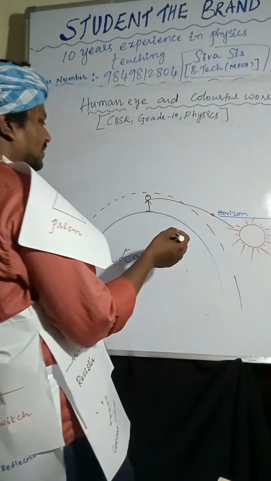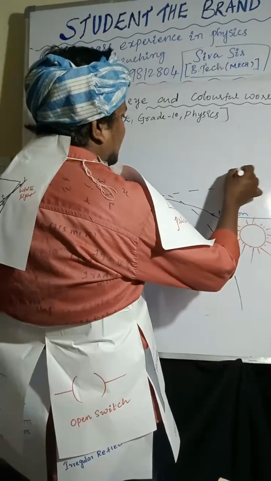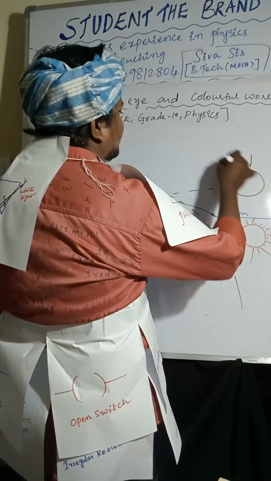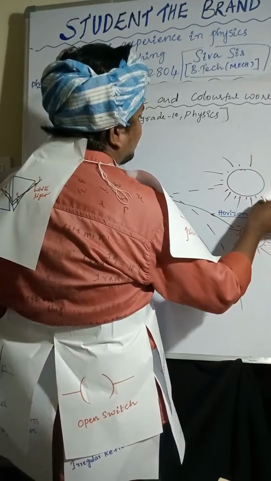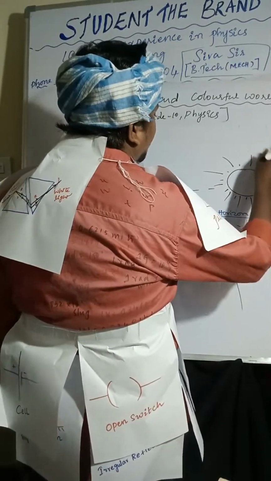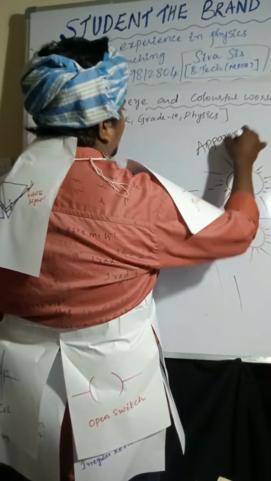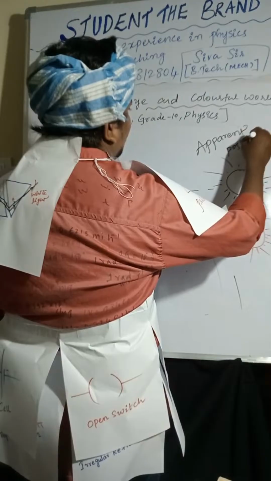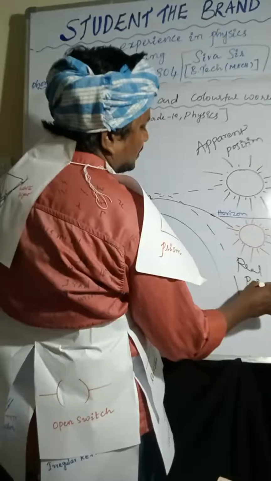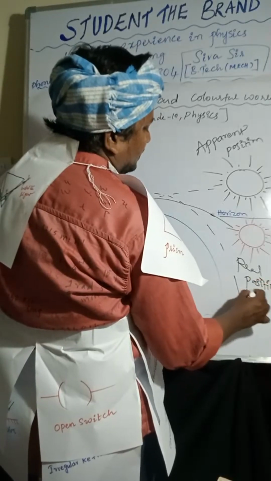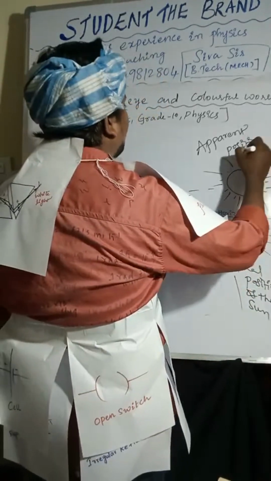Okay. So we can only see below the origin. So the sun appears here. Actually, this is the apparent position of the sun, and this is the real position of the sun. Real position of the sun, apparent position of the sun.